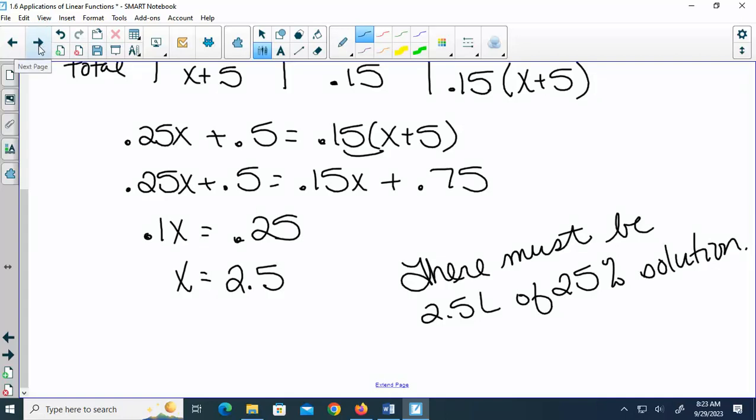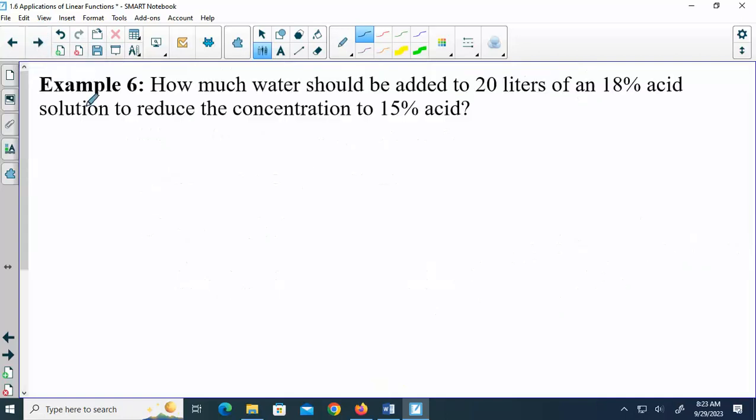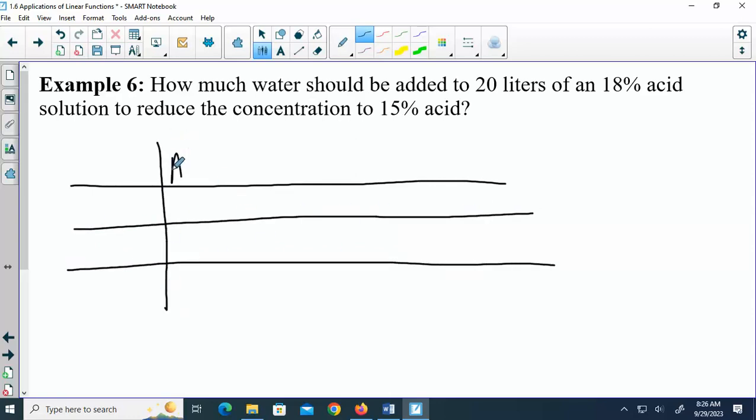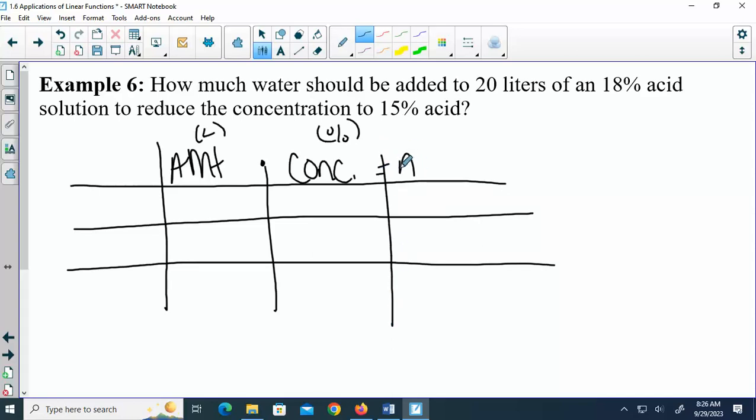I want you guys to try to set up one on your own. So we've got our table. And our formula is our amount, which is measured in liters on this one, but it could be gallons or something like that. It doesn't have to be liters. Times our concentration, which will always be your percent, equals the amount pure.